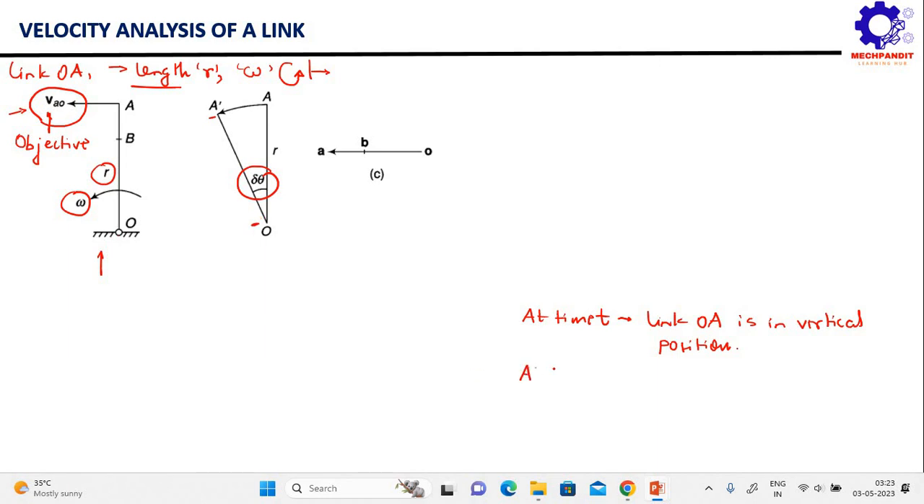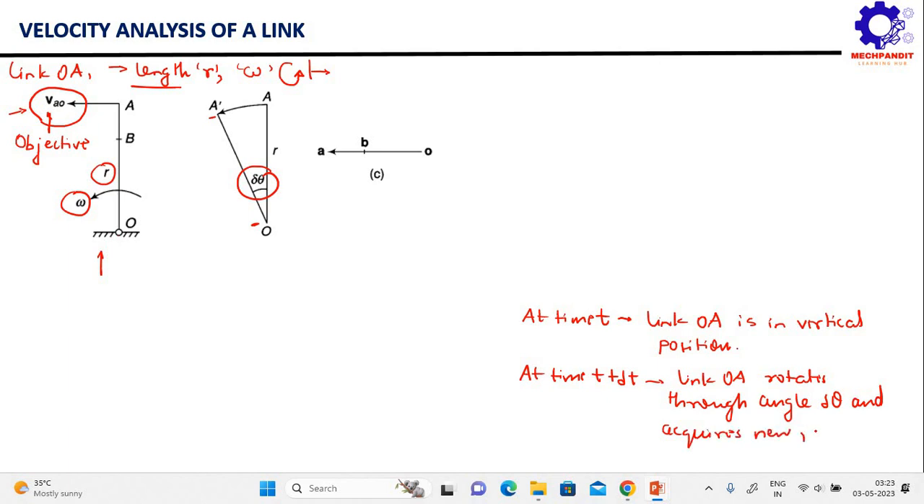So we can simply say at time t plus delta t, link OA rotates through angle delta theta and acquires new position OA prime.